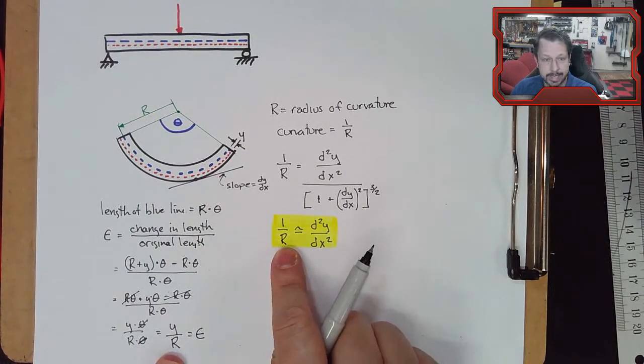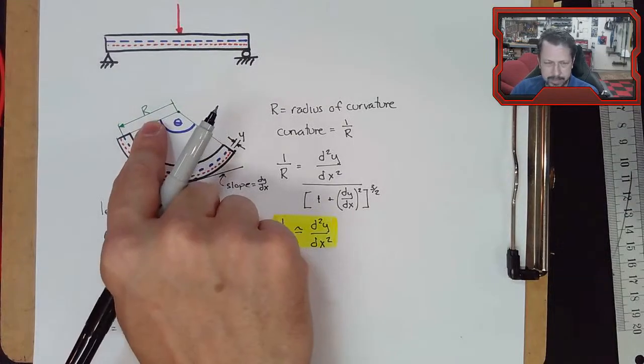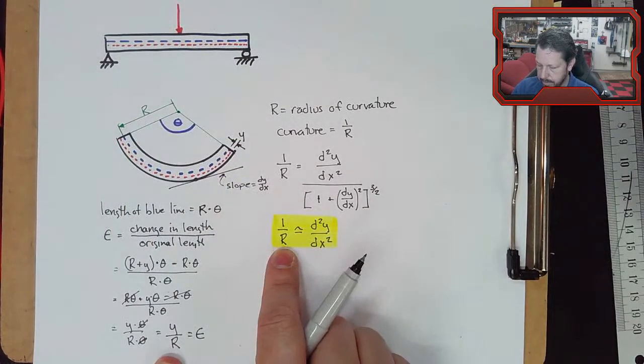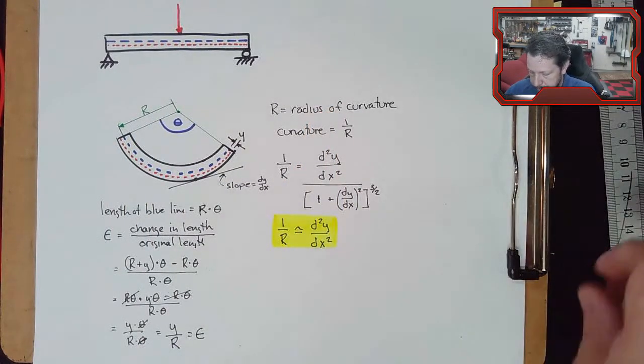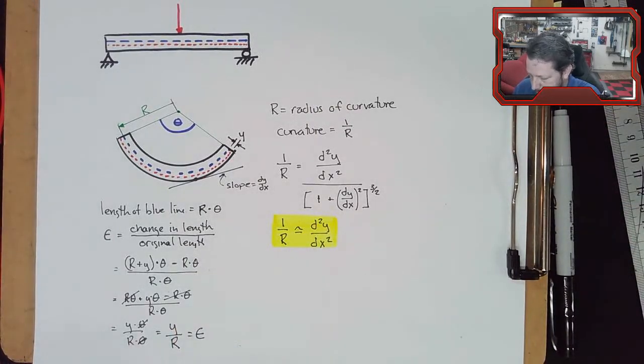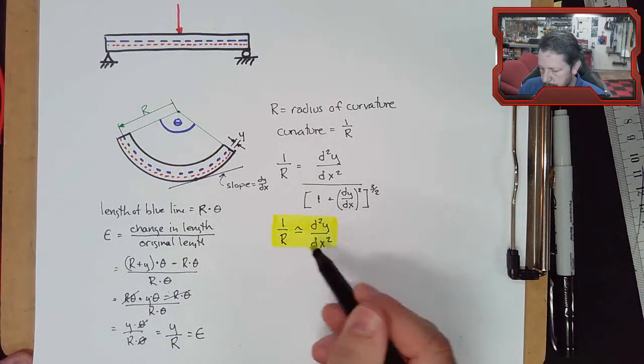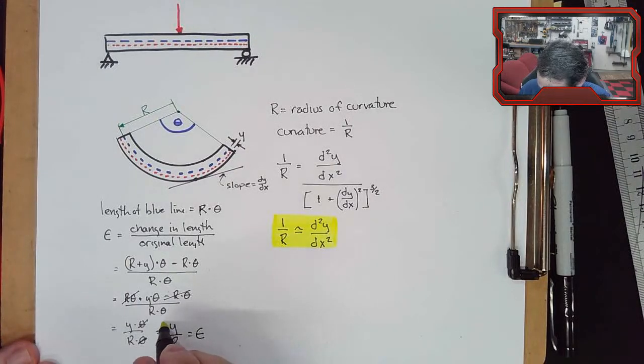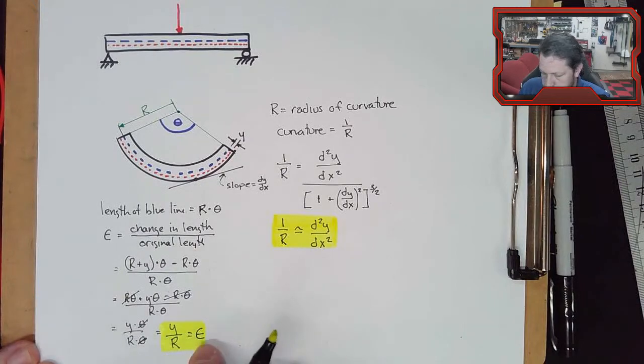These r's are the same. This r is the radius of curvature. This r is the radius of curvature. So now I have a way to link between the mathematics of curvature and the strain in the beam.